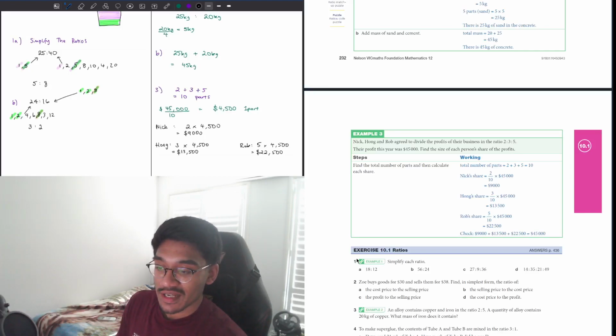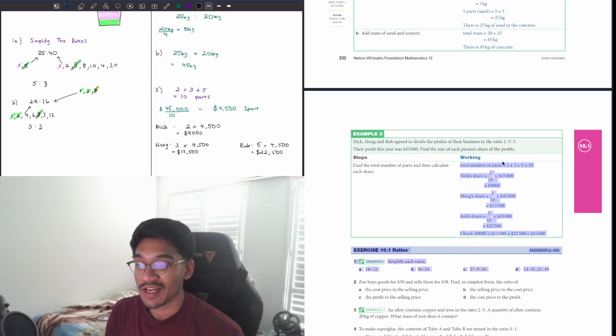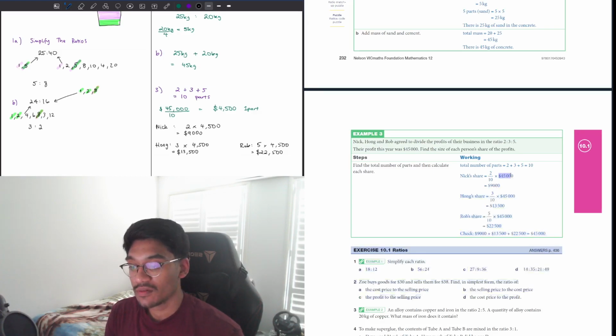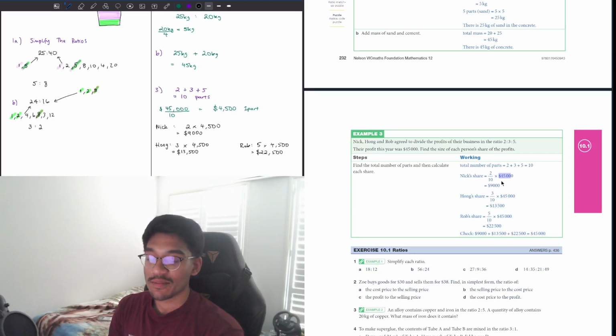The way the book does it is similar, but a bit different. If you have a look, the first step that they do is find out the total number of parts, which is 10. But then for Nick's share, they saw that Nick gets 2 parts. So they did 2 parts divided by a total of 10 parts times the amount they made. So they had 2 divided by 10 times 45,000. They got the answer.